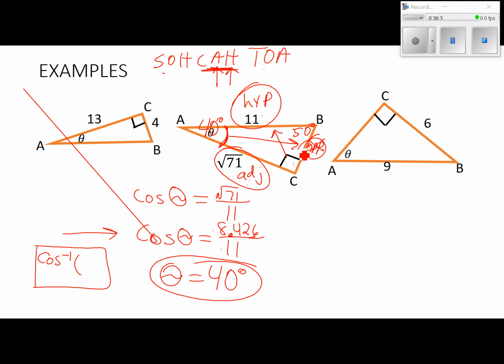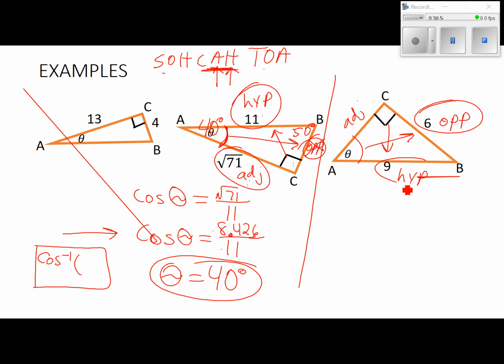If we wanted to find this side over here that we don't know, we could use Pythagorean's theorem, we could use sine, cosine, or tangent, one of those, to find it. And that's what we're going to do on the next slide. Next one, we're looking for this angle. That's your opposite leg. That's your hypotenuse. This is your adjacent.